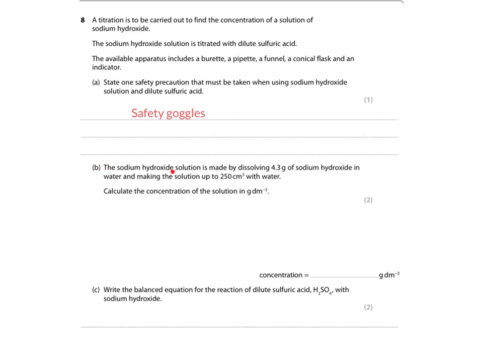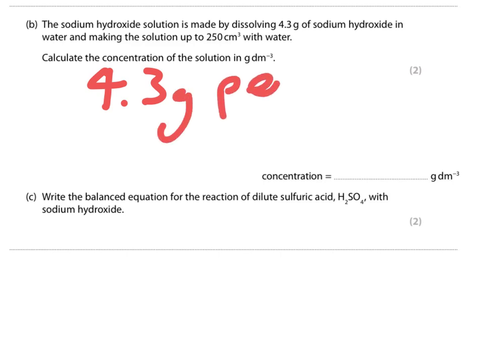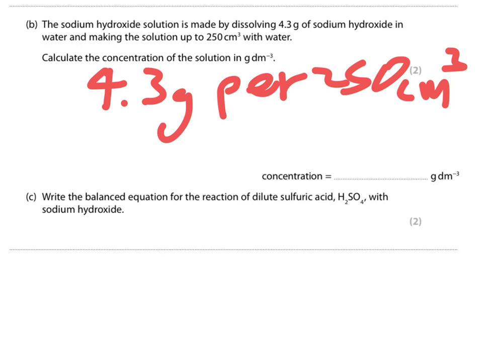The sodium hydroxide solution is made by dissolving 4.3 grams of sodium hydroxide in water and making the solution up to 250 centimetres cubed with water. Calculate the concentration of solution in grams per dm cubed. So right now we have 4.3 grams per 250 cm cubed. So in every 250 cm cubed we have 4.3 grams.